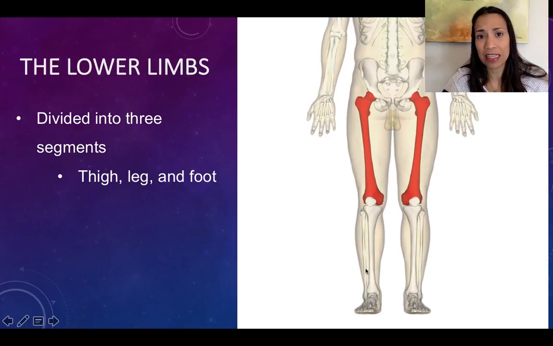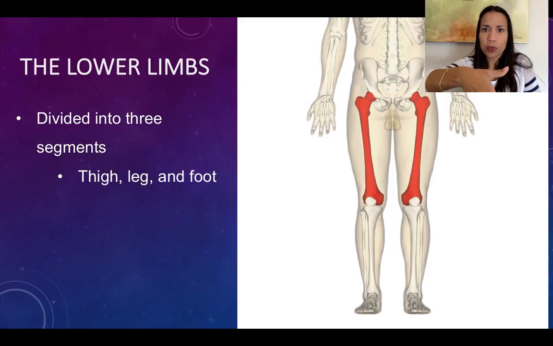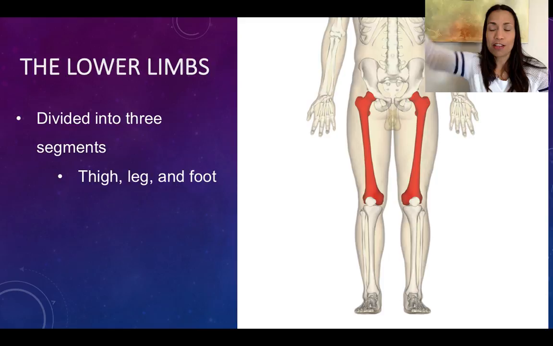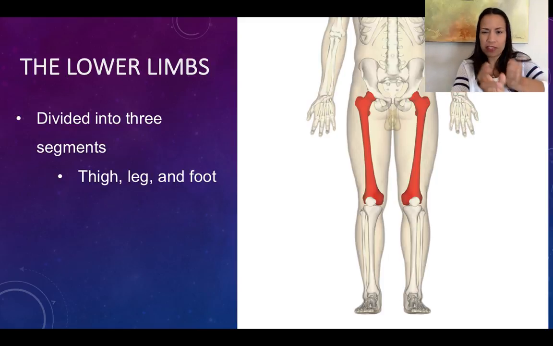Usually we just call it leg because you have anteriorly crural, posteriorly sural, and laterally fibular regions. So it's easier just to call it the leg. And then the foot. We still have the 30 bones to describe, just like in the upper limb. The thing is, in here we have a different rearrangement of bones.